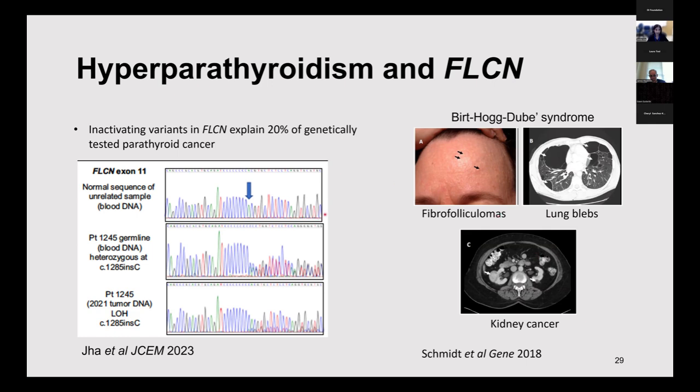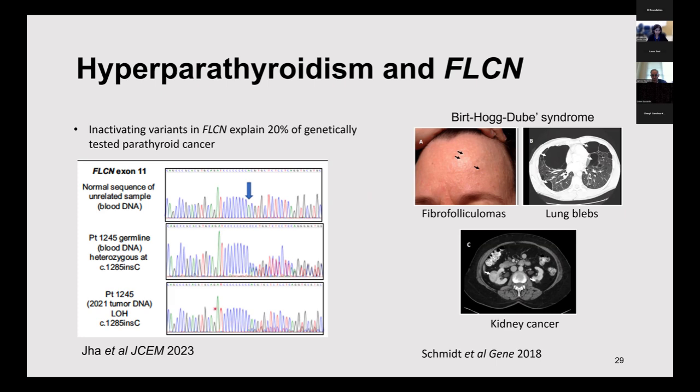What our findings showed was that in our cohort of patients with parathyroid cancer or genetically unexplained parathyroid cancer, loss of function mutations in folliculin explained 20% of our patients. And these were seen in both germline and somatic forms. And in patients with germline variants, we actually showed biallelic inactivation.